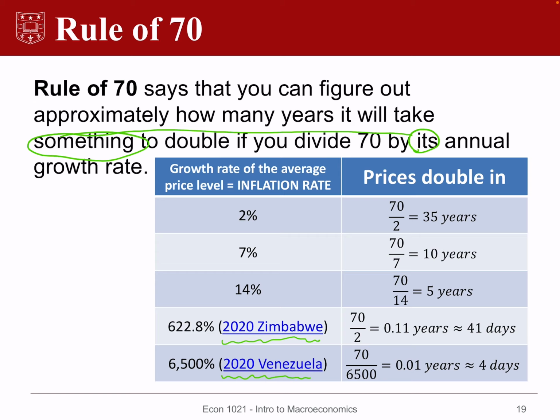But if we think about Zimbabwe, oops, I meant for this to be 622. I'll correct it in the notes, 0.8.